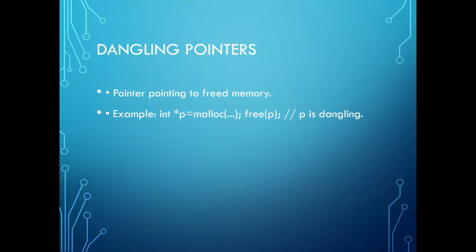What is a dangling pointer? A pointer pointing to freed memory. It is dangerous in embedded systems, so always try to free the memory there. Otherwise, dangling will happen. P is dangling here. Whenever you are using the malloc function for dynamic memory, you will always have to free the memory there. Okay, always keep this in mind for embedded systems.